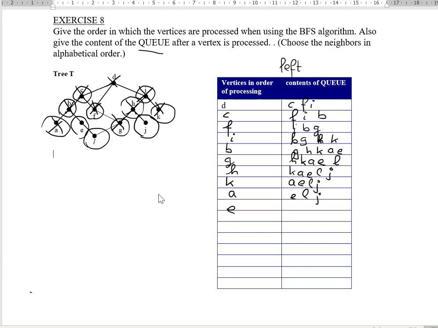Take out E, and in fact we don't have to check anymore, because you see that the complete tree has circles, so we can just empty the queue. So this is the breadth first ordering of this tree. Okay, those were the extra exercises of lesson 2.